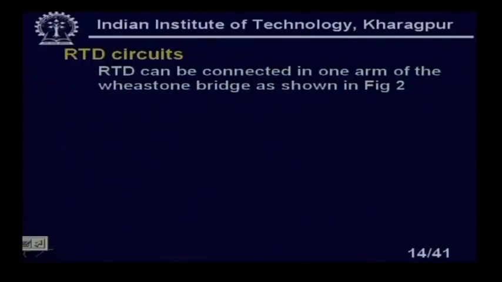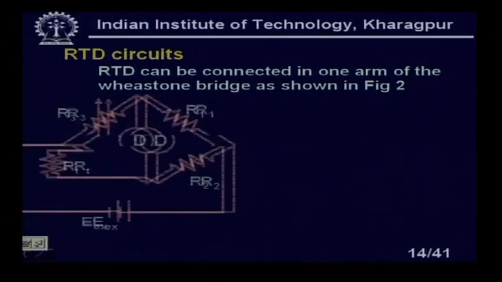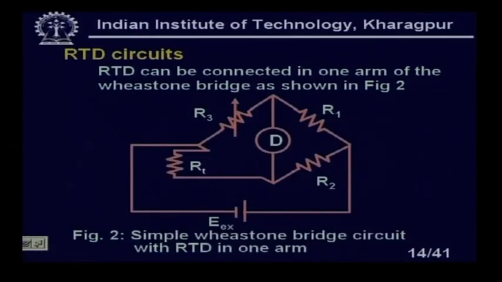Now, RTD can be connected in one arm of the Wheatstone bridge as shown in figure 2. You see this is figure 2, a simple Wheatstone bridge circuit with RTD in one arm, right. This is our RT, the RTD, and these two are fixed resistances R1 and R2, and this is our R3, a variable resistance.